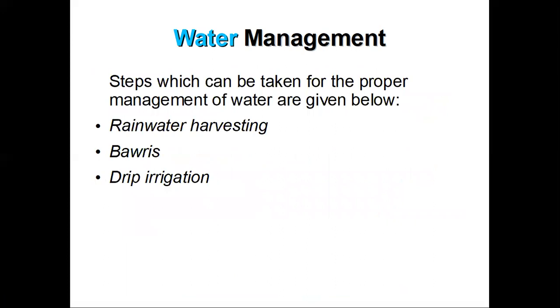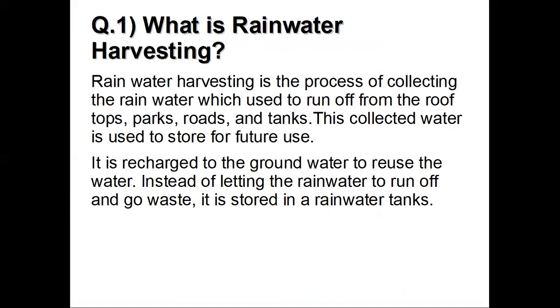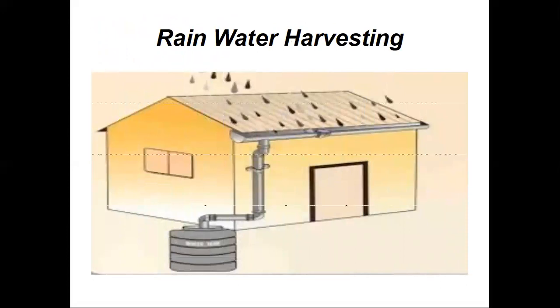Now next, there are three steps by which we can take proper management of water. First is rainwater harvesting, second Bawaris, third drip irrigation. What is rainwater harvesting? Rainwater harvesting is the process of collecting the rainwater which used to run off from the rooftops, parks, roads, etc. This collected water is stored for future use. It is recharged to the groundwater to reuse the water. Instead of letting the rainwater run off and go waste, it is stored in rainwater tanks. Now here we can see that raindrops are falling.